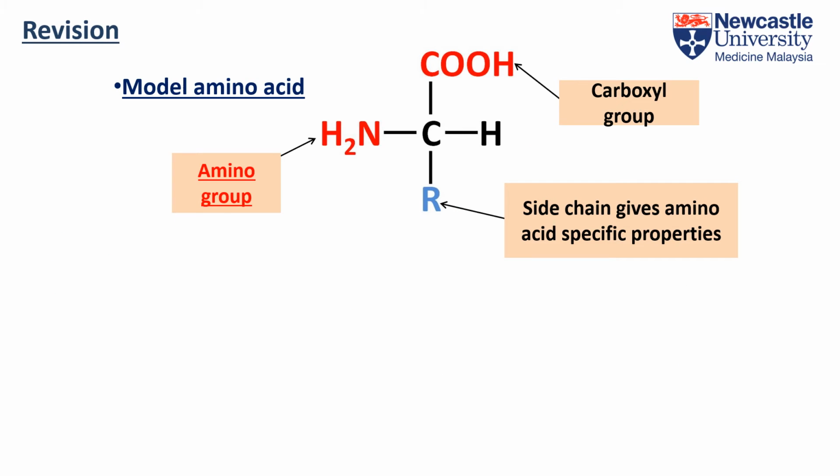Okay, this is the basic structure of an amino acid. You can see that it is linked with 4 different chemical groups, which are the carboxyl group, the amino group, the side chain R, which gives the amino acid its specific chemical and physical properties, and a 4th hydrogen atom.